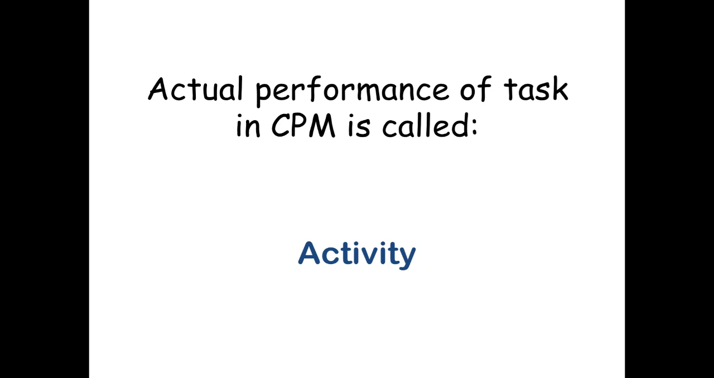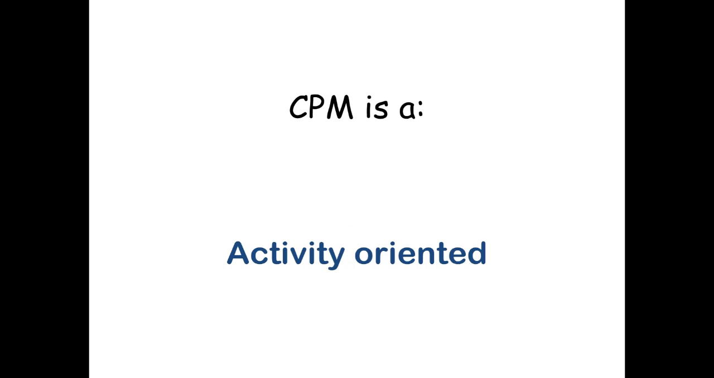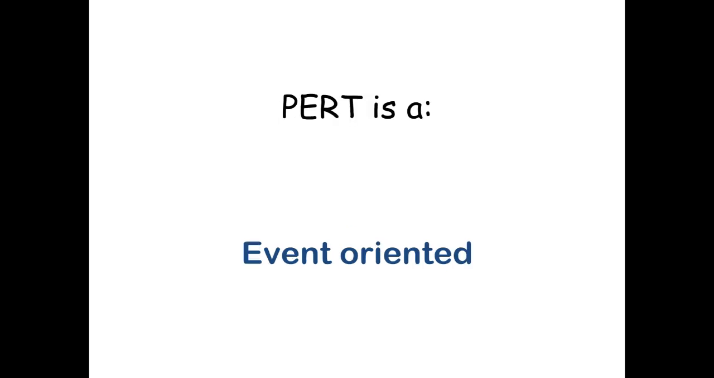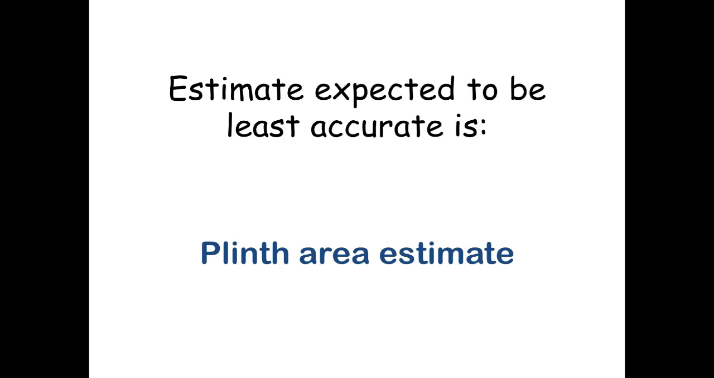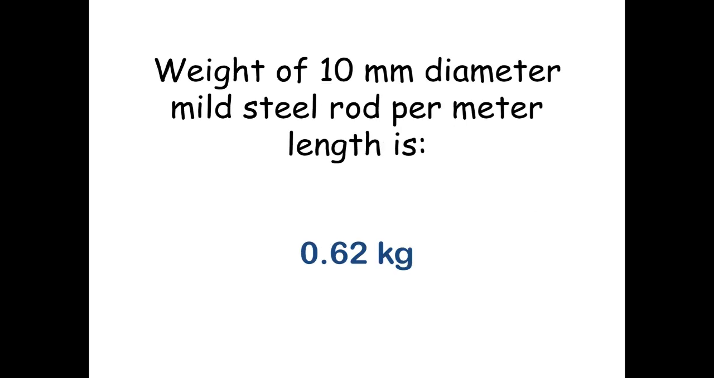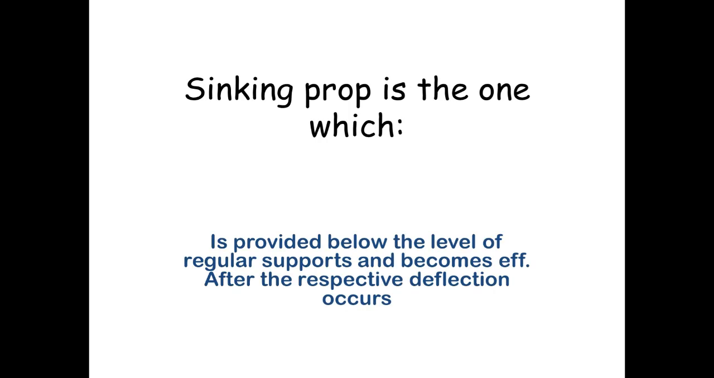Actual performance of task in CPM is called activity. CPM is activity oriented. PERT is event oriented. The estimate expected to be least accurate is plinth area estimate. Weight of 10 mm diameter mild steel rod per meter length is 0.62 kg.